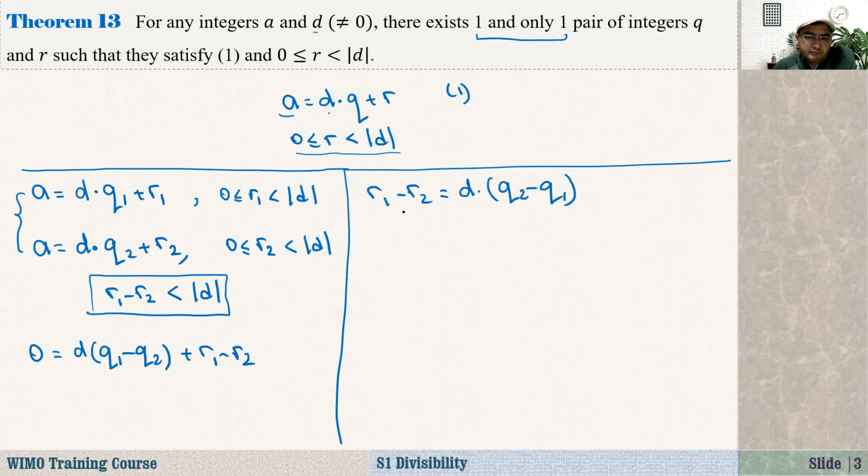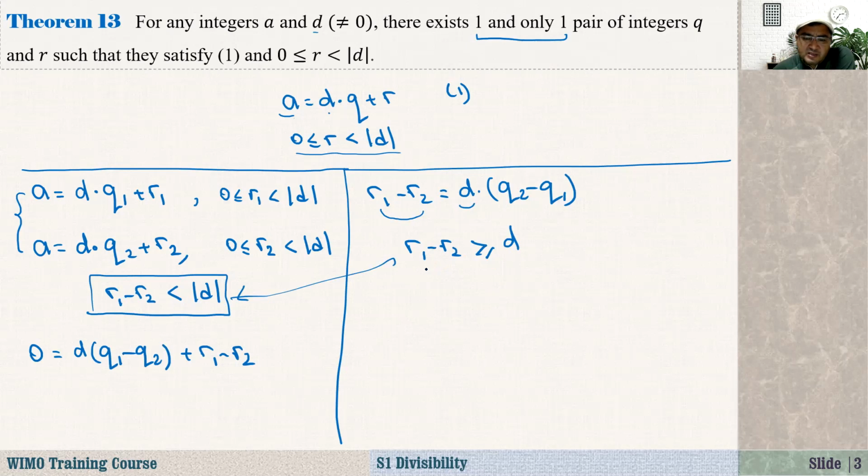So r1, r2, d, q1, q2 are all integers. That means on the right-hand side we have the product of two integers. From this relationship, we see that d divides r1 minus r2, which means that r1 minus r2 is greater than or equal to d. But here there is a contradiction, because we said that r1 minus r2 is less than the absolute value of d.